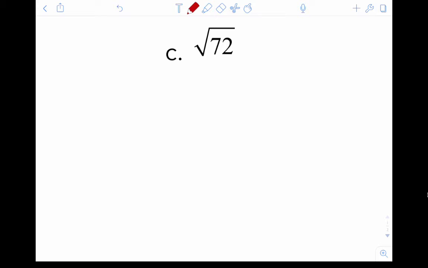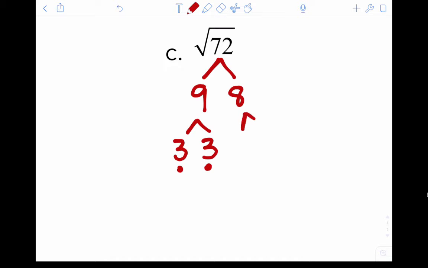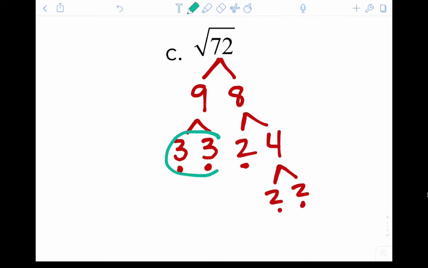The first thing I'm going to do with square root of 72 is my factor tree. So I know that 72, I have 9 times 8. Then my 9 breaks off into 3 and 3. And my 8 breaks off into 2 and 4. My 2's done. My 4 is 2 and 2. So now I'm going to circle my pairs. So I have a pair of 3's. I have a pair of 2's. And then I have a 2 all alone.